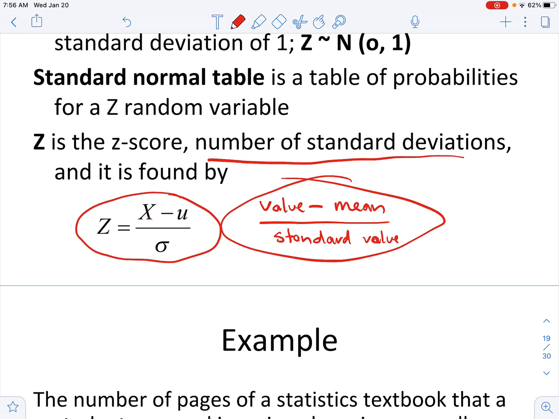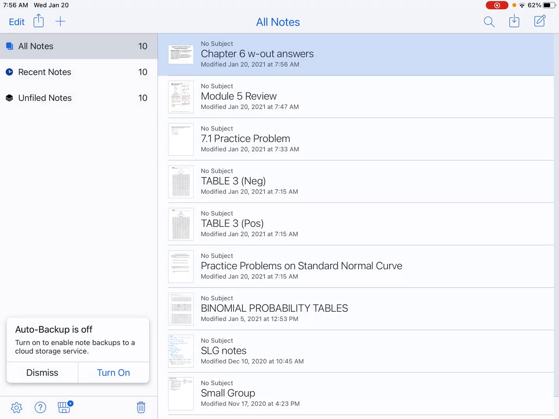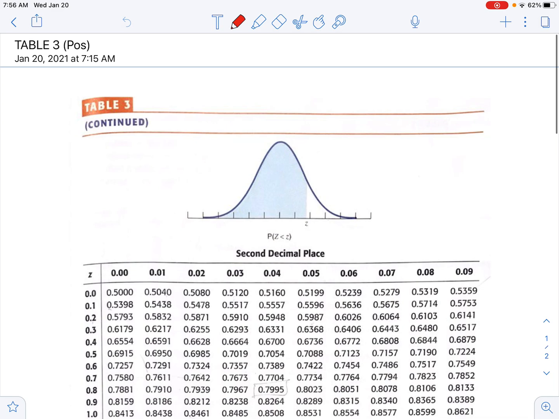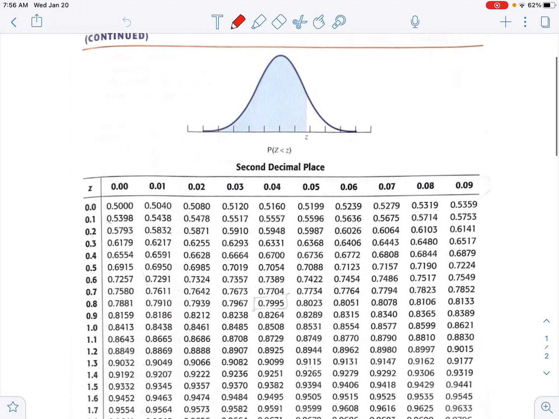We're going to go to a couple things on here. We're going to use this table here, this is a bell curve. It's in the back of your book. It should be printed out for you. We're going to use this.